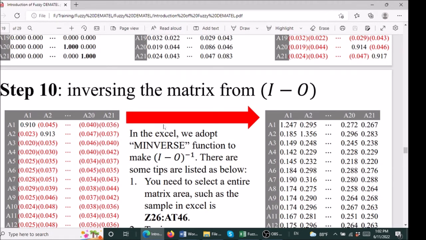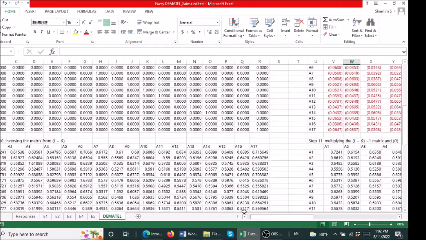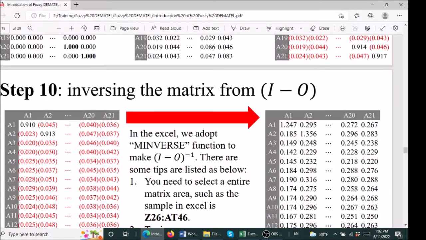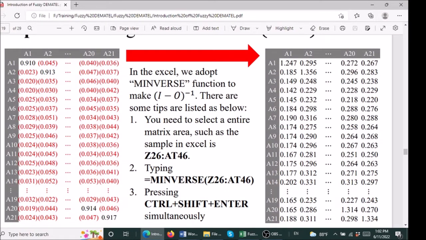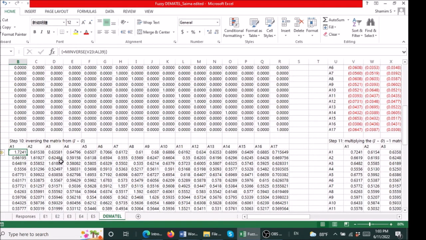Now come to step number 10, inversing the matrix. We have to inverse this matrix. To inverse, we have to use the formula called MINVERSE function. You have to select the entire matrix area, then use the formula MINVERSE, pressing Ctrl Shift and Enter this time also.